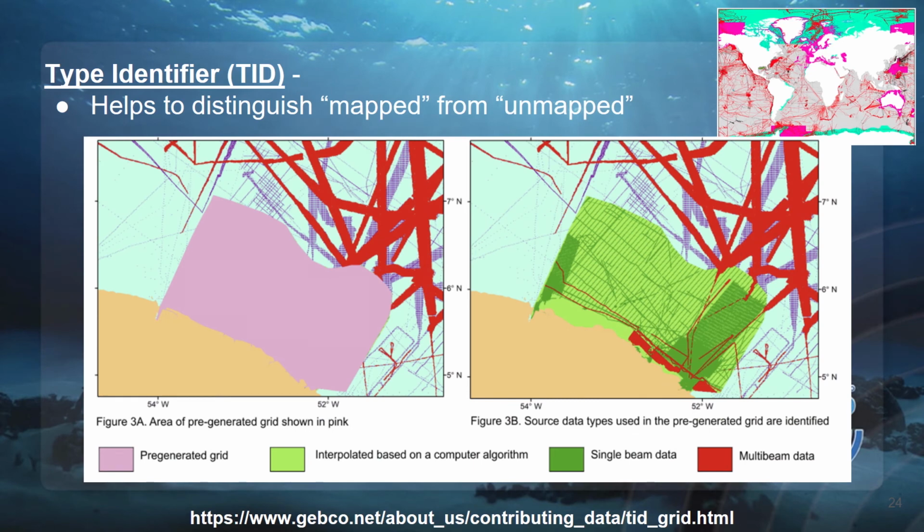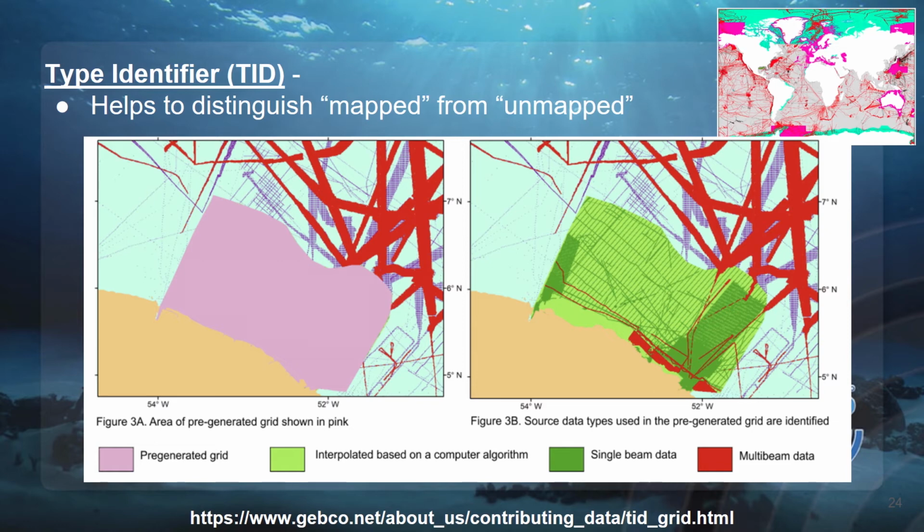Another really important use of a type identifier grid is to help us distinguish areas that are mapped from areas that are unmapped. In some cases, we'll get a pre-generated grid. The pink in the left image here is a pre-generated grid. You can see other data types with different colors that fill in the area around it. But if we look in more detail at what supports that pre-generated grid, you can see that there's single beam data, represented in the darker green on the right, and we can also identify where the areas of interpolation are.